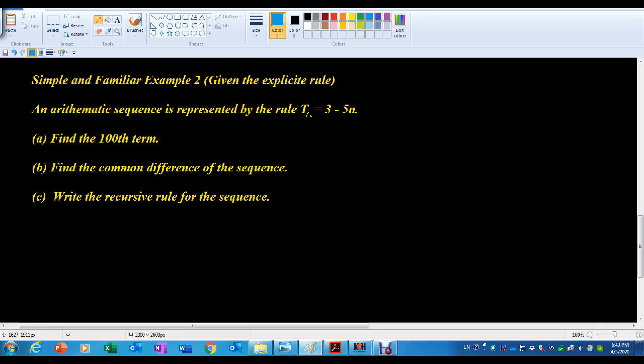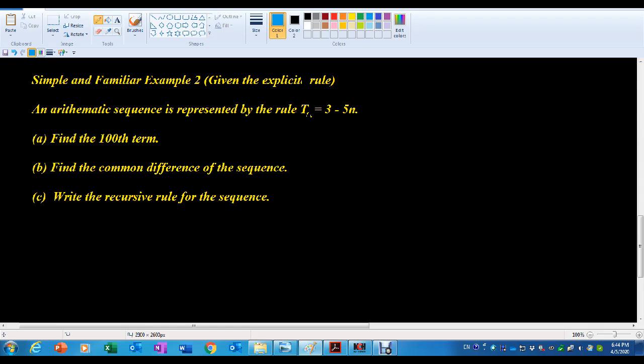Okay, so this one is also simple and familiar. This time we are going to give you the explicit rule. So the explicit rule is, okay, here's a misspelling. There's no E here. The explicit rule of an arithmetic sequence is represented by the rule Tn equals 3 minus 5n.